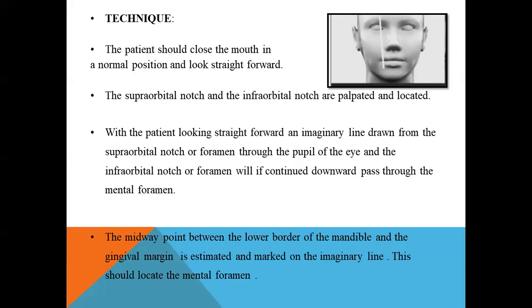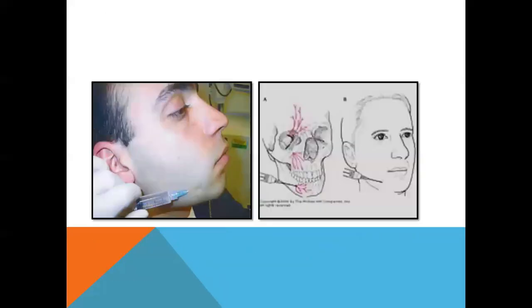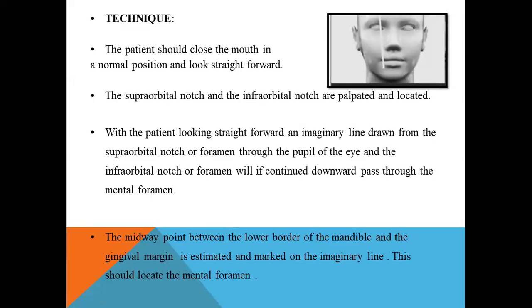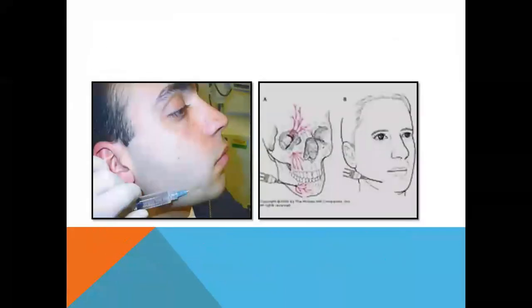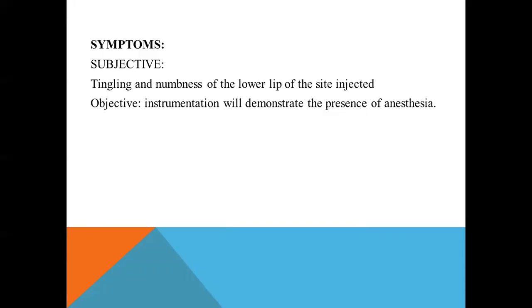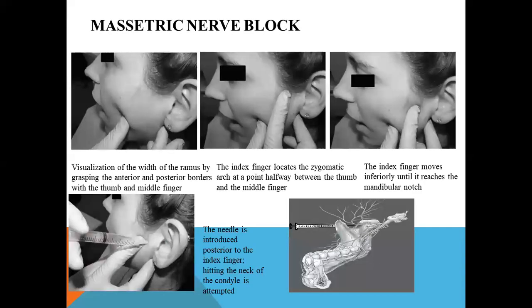This picture shows that the midway between the lower border of the mandible and the gingival margin is located. It's marked first. Once it is estimated, mark the imaginary line and then locate the mental foramen. Coming to the symptoms, the patient will have tingling and numbness of the lower lip on the side where it has been injected. Objectively, instrumentation will demonstrate the presence of anesthesia.